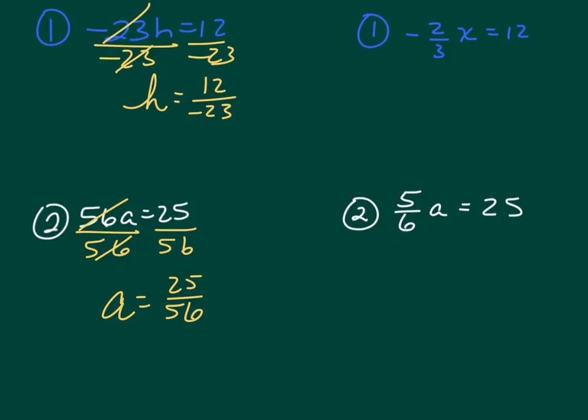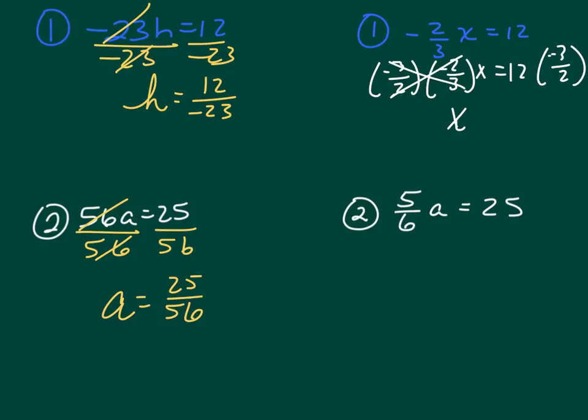Now, on number 1 on the other page, this is negative 2/3 times x. Now remember, you can either divide by negative 2/3 or you can multiply by the reciprocal. Well, if I multiply by the reciprocal, it's negative 3 over 2. So I multiply both sides by negative 3 over 2, and what you do to one side, you do to the other. Now remember, when you multiply by the reciprocal, they cancel out, and you're left with x on this side. Now, here's a good thing. 2 goes into 12 6 times, and then negative 3 times 6 is negative 18.